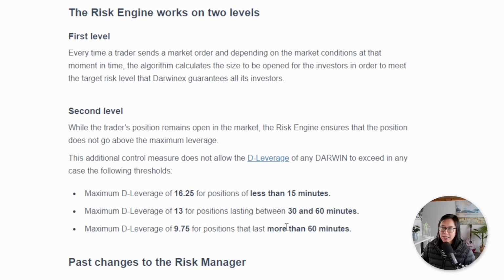The leverage for trades that last more than 60 minutes, which is almost all my trades, is a maximum of 9.75. So about 10 leverage that you can get for non-scalping strategies. And this is very important. With a maximum leverage of about 10, a lot of high-risk systems that are grid martingale systems are not really suitable for the Darwinex ecosystem.